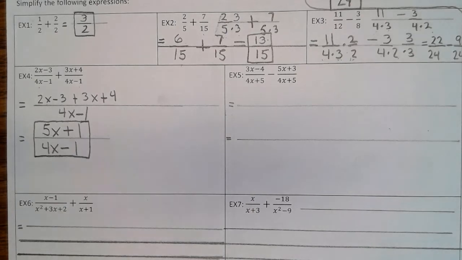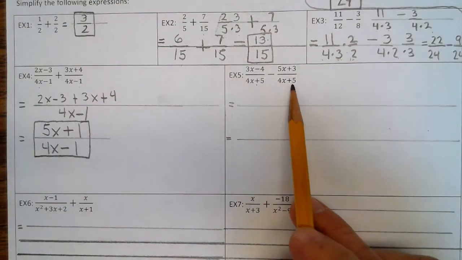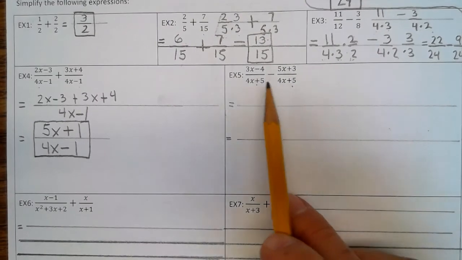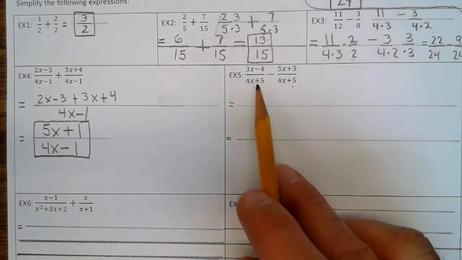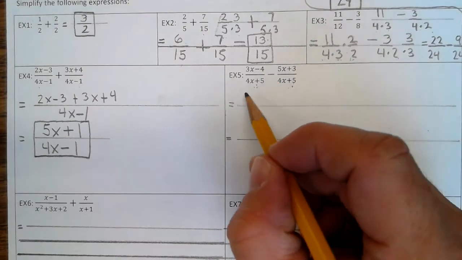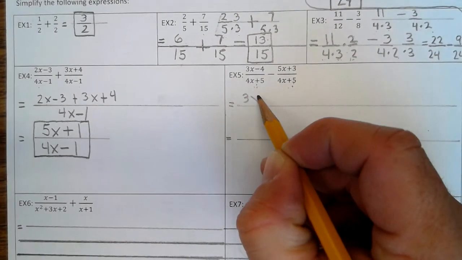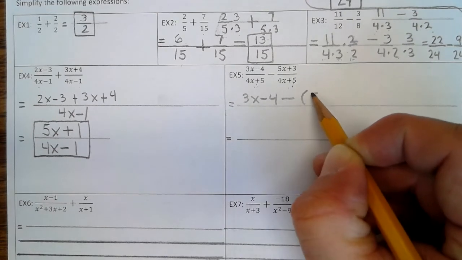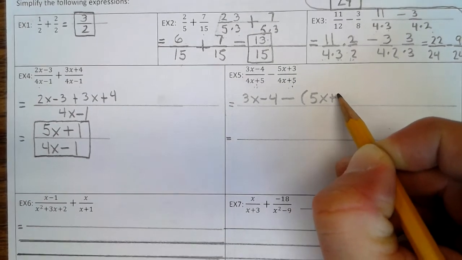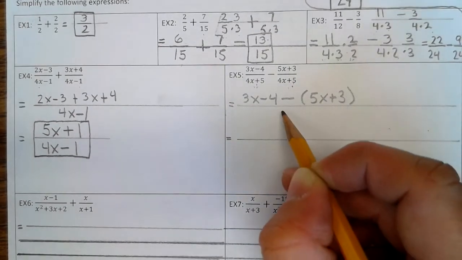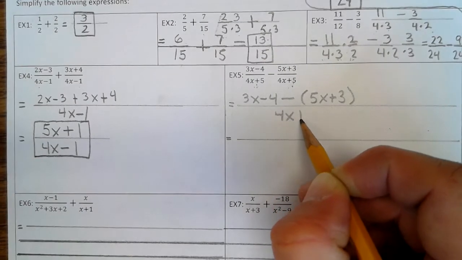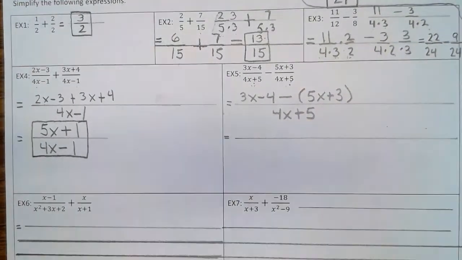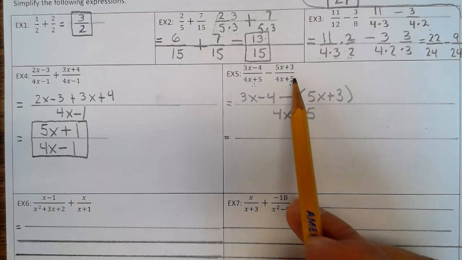All right, example 5. We factor the denominator, but we have the common denominator, so we don't have to do that, and there's nothing to factor out. When the denominator is the same, in this case we subtract. So we have 3x minus 4 minus, now we're subtracting all of that, so we put that in parentheses, 5x plus 3, and that's all divided by 4x plus 5. And we can do that because they're both divided by 4x plus 5.